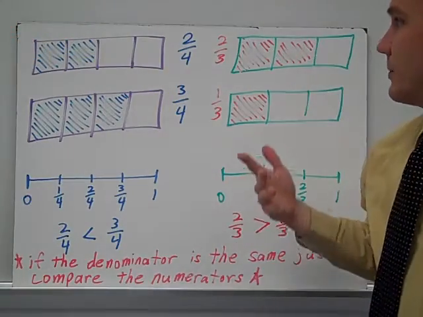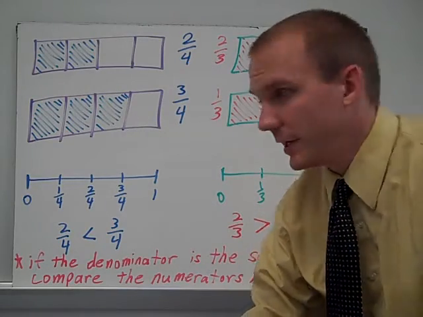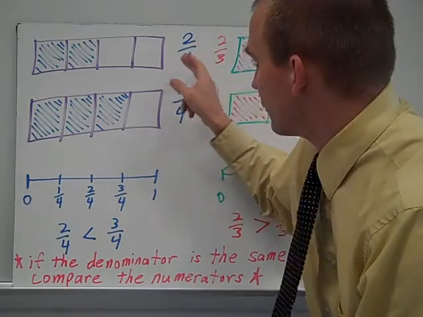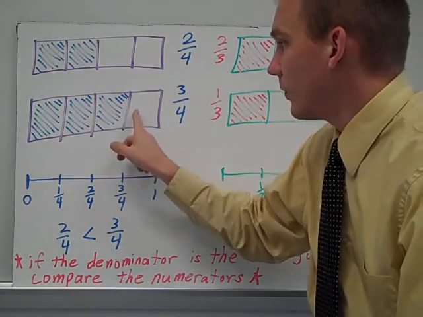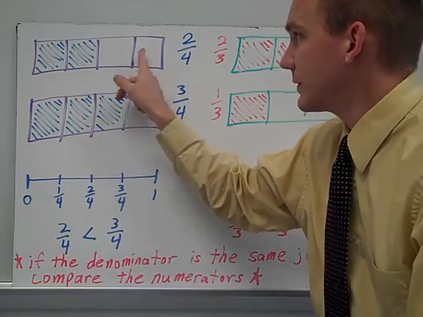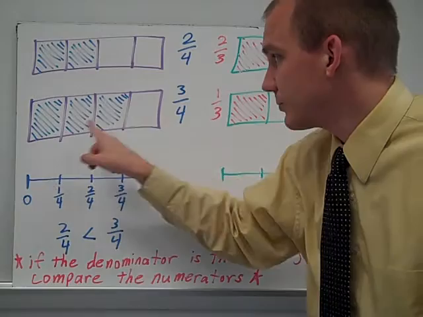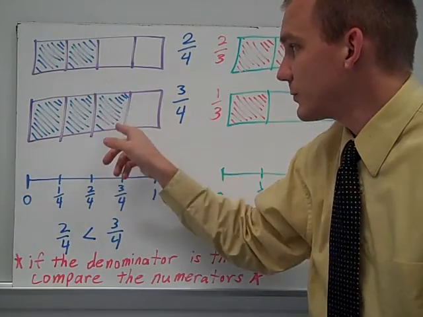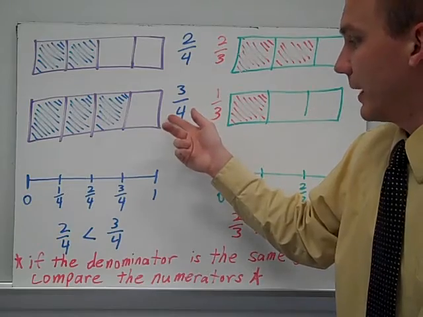Now we want to talk about comparing fractions that have the same denominator. So let's look at these first two fractions. You have 2/4 and 3/4. Both of them make up a whole that is 1, 2, 3, 4 equal parts. The top fraction has 2 shaded in, the bottom has 3. So if you just look, this one has more shaded area. This looks like it's the bigger fraction.